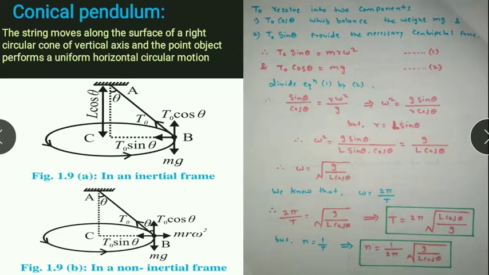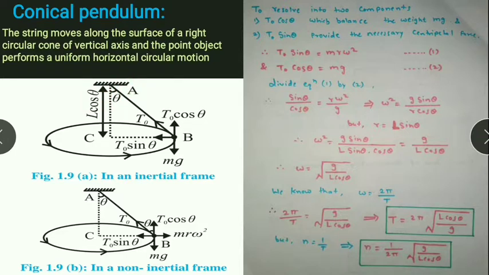And T0 cos theta is equal to mg. Call it equation number 2. Divide equation 1 by 2. So T0 gets cancelled. Therefore, sin theta upon cos theta equals r omega square upon g. This gives omega square is equal to g sin theta upon r cos theta. But from the figure, r is equal to l cos theta. Here r is the radius and l is the length of the conical pendulum and theta is the angle.